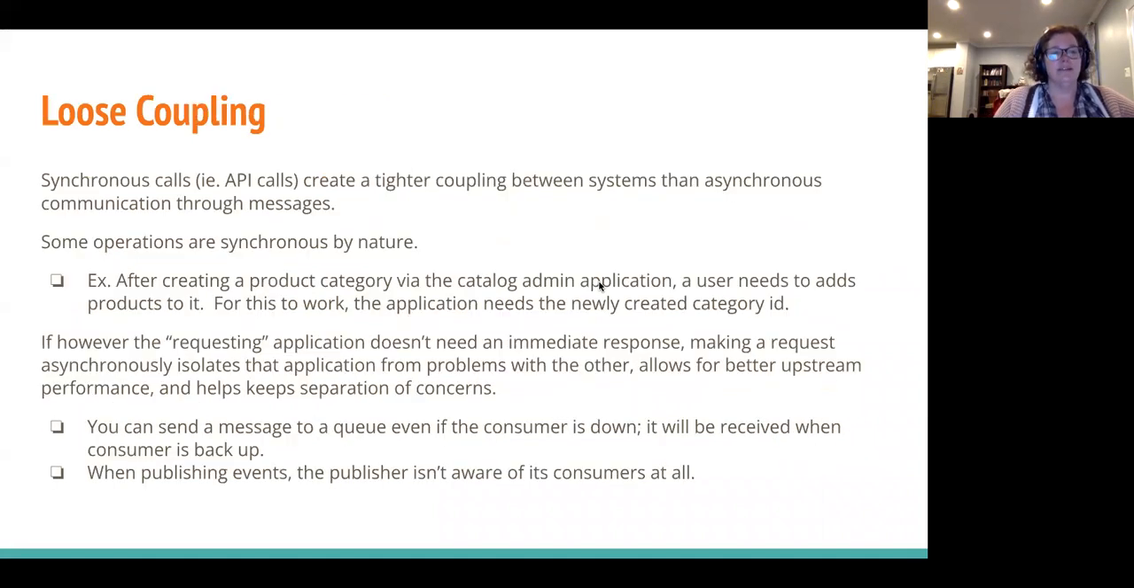Okay, loose coupling. Loose coupling just refers to systems that don't know too much about each other and aren't joined at the hip. One of them is not physically dependent on the other to do its function. They might be logically dependent, but they're not physically dependent. And by nature, synchronous calls, like API calls, will create a tighter coupling between systems than communication through messages will.